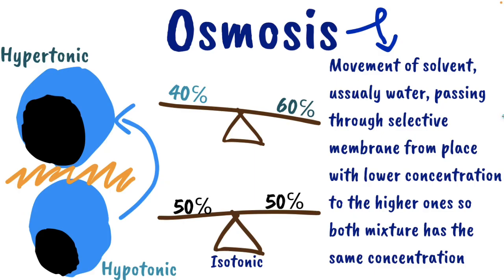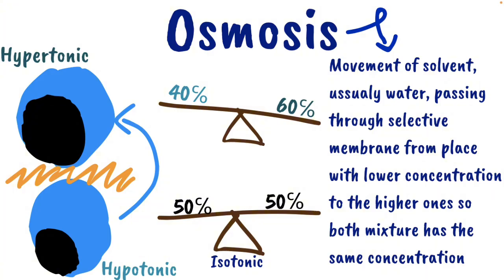Now, let's understand osmosis. Osmosis is the movement of solvent, usually water. Remember, it's the movement of the water, not the minerals, salts, or anything concentrated inside the liquid. It moves through a selective membrane from the place with lower concentration to the higher one. Say both mixtures start at different concentrations. This lower liquid is called hypotonic since it only has 40%, while the upper one is hypertonic, since it has 60% salts and minerals concentration.